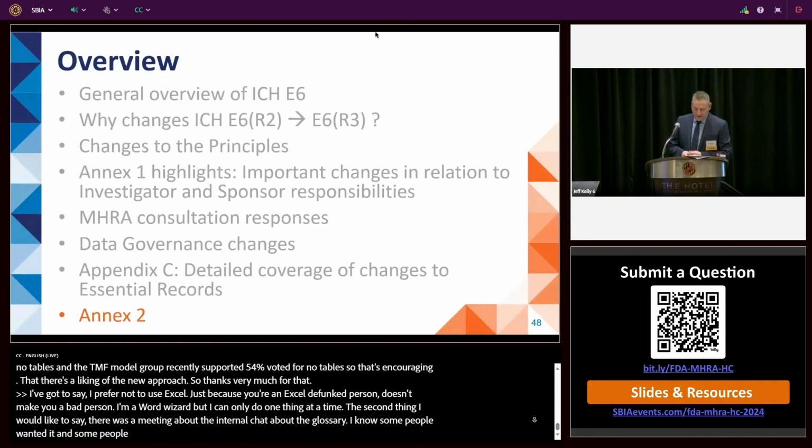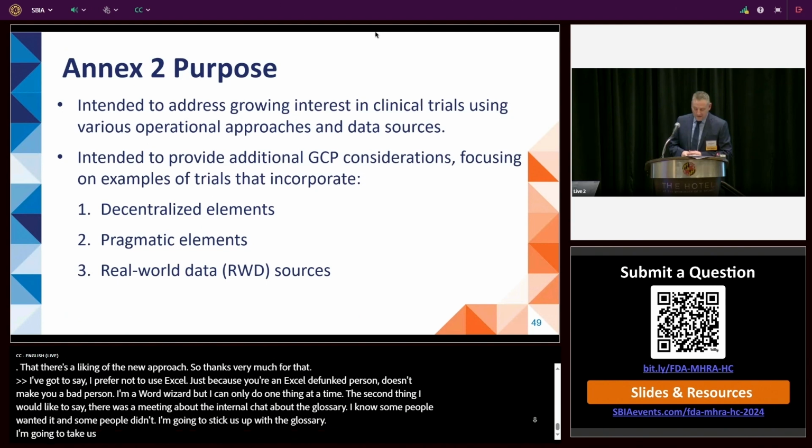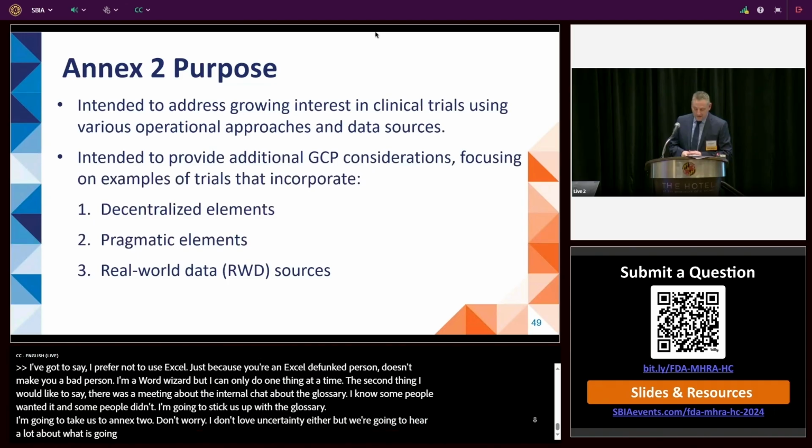Okay, I'm going to take us home with Annex 2. Don't worry. I know it feels like the wild, wild west with Annex 2. I don't love uncertainty either, but we're going to hear a lot about what's going on out there. And then very soon you will see some draft guidances.